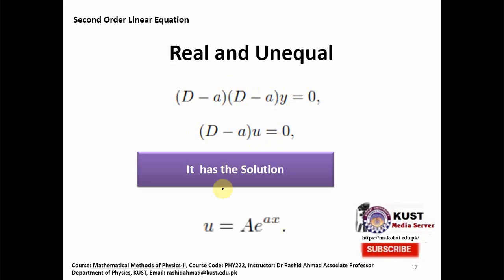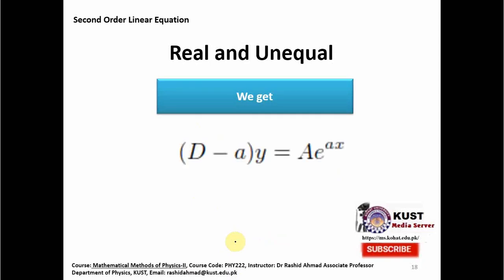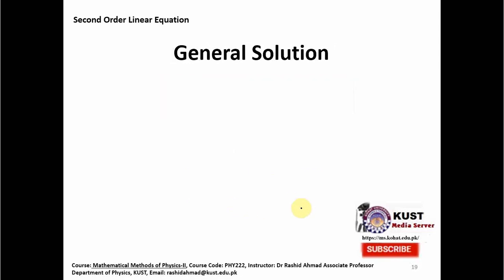It has a solution of this form, u = A e^(ax). So this is our second solution. We got the first solution as explained in the previous example, and after the second solution, the general solution will be as follows: (D - a)y = A e^(ax), or y' - ay = A e^(ax).